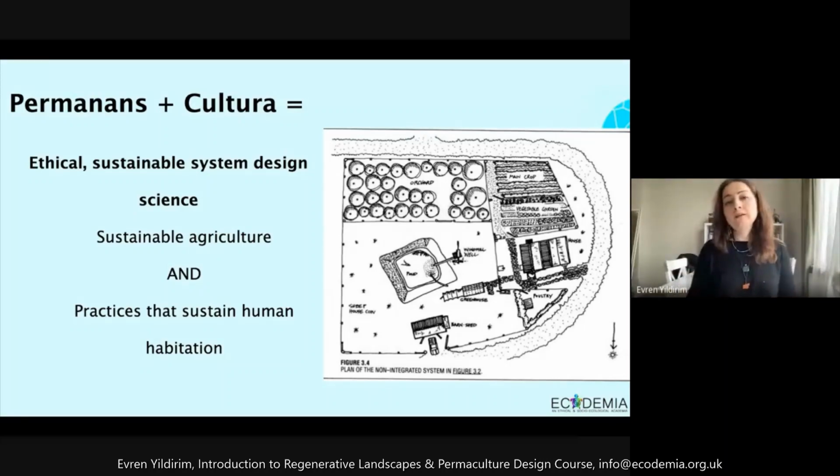So we can read permaculture as a sustainable agriculture system, and we can also read permaculture as practices that sustain human habitation on this planet. So basically the word has multiple meanings.